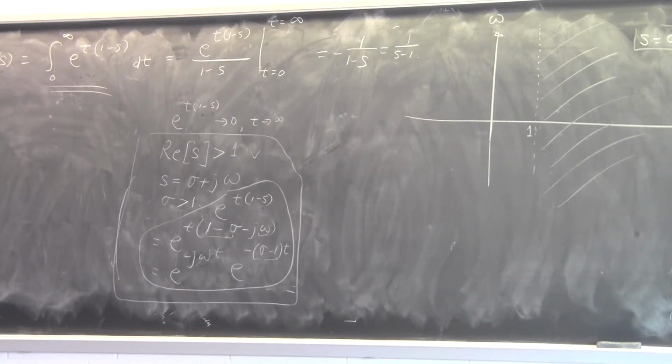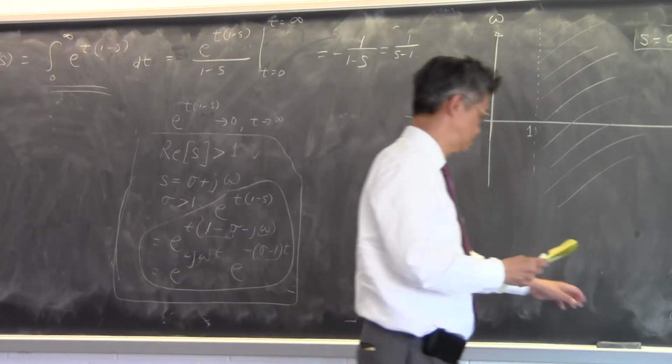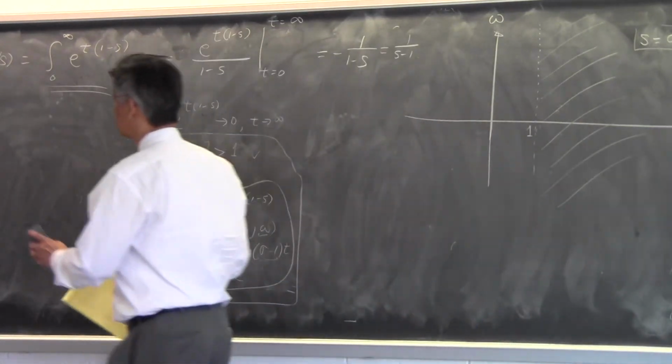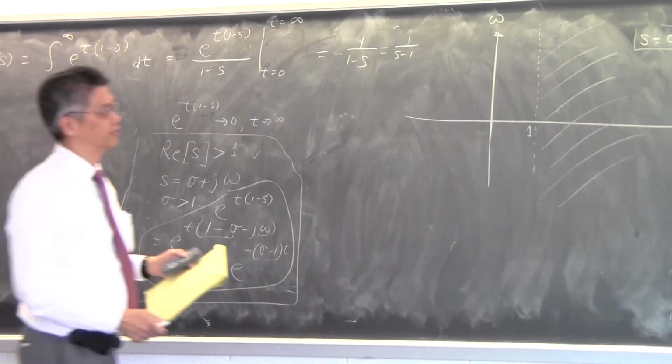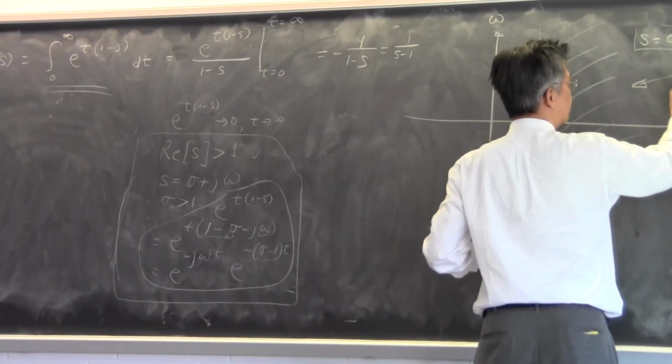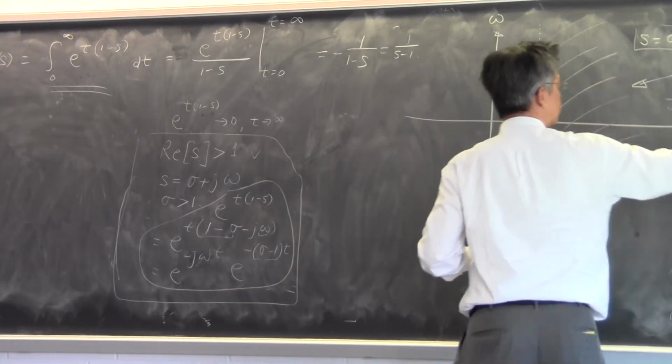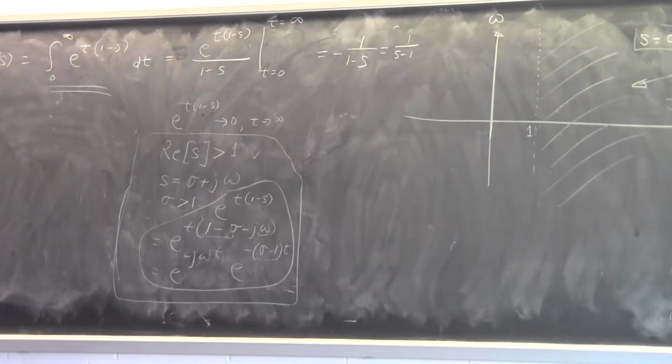Let's do some of the examples in the textbook. If there are no questions, we can do more examples. So this is called a region of convergence. This is called the ROC, the region of convergence.